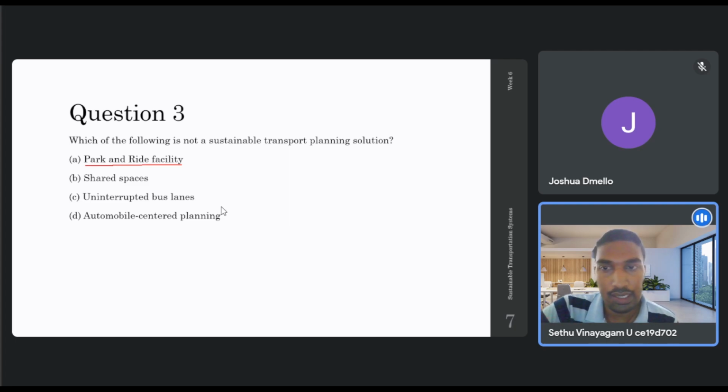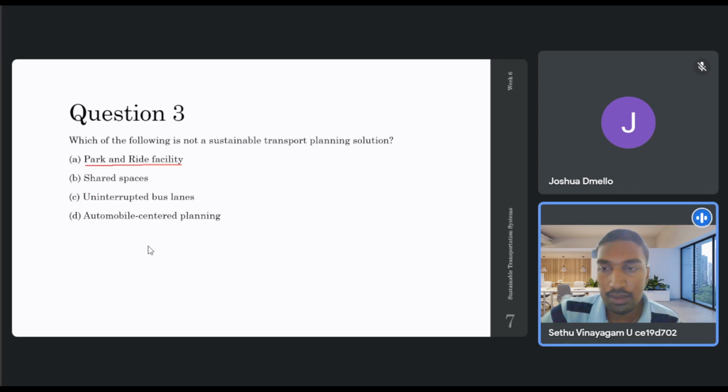There will be lesser delays for buses. So therefore, the travel times will be more reliable, and people will be encouraged to use buses more, right? Because they don't have to wait for long, the buses will come on time and so on. So therefore, this will also help in moving towards a sustainable system of transportation. Whereas option D is automobile centered planning.